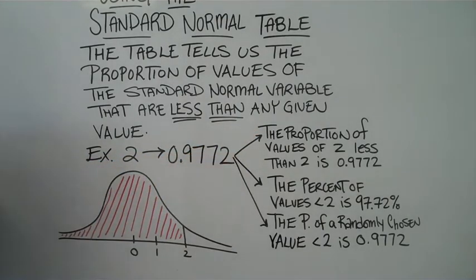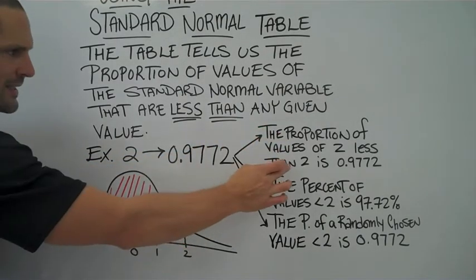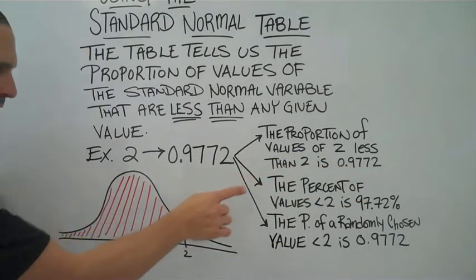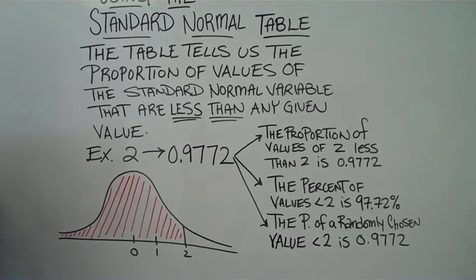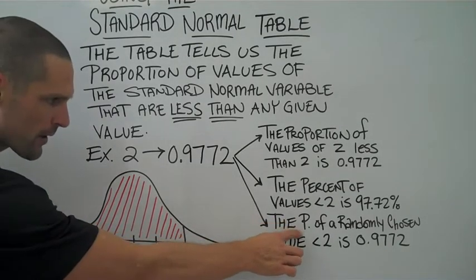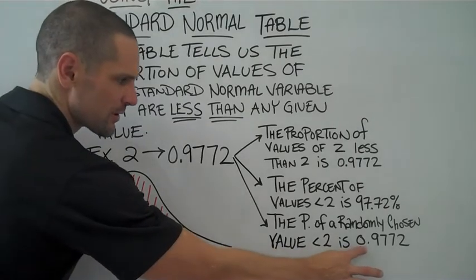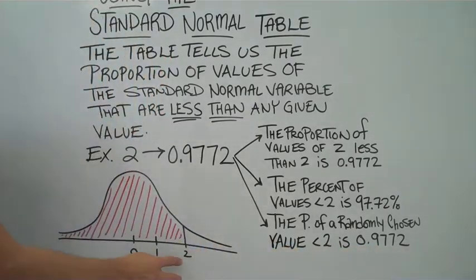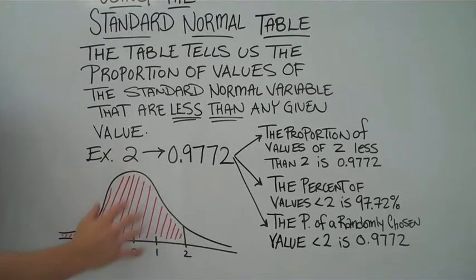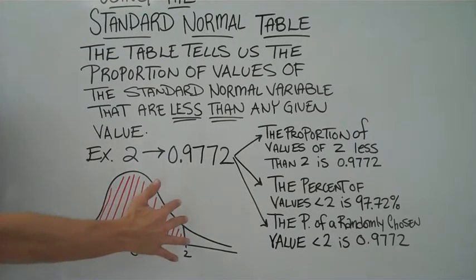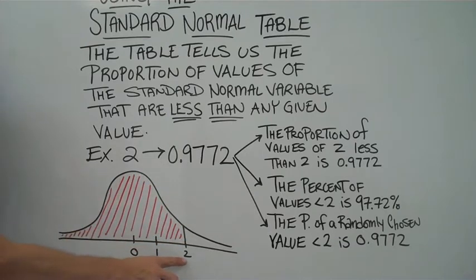It means the proportion of values less than 2 is 0.9772. The percent of values less than 2 is 97.72%, or the probability of a randomly chosen value, if our values are normally distributed, less than 2 is 0.9772. Here is our value of 2, and here we're looking at a representation of 0.9772, or about 97% of our data is to the left, or less than our value of 2.